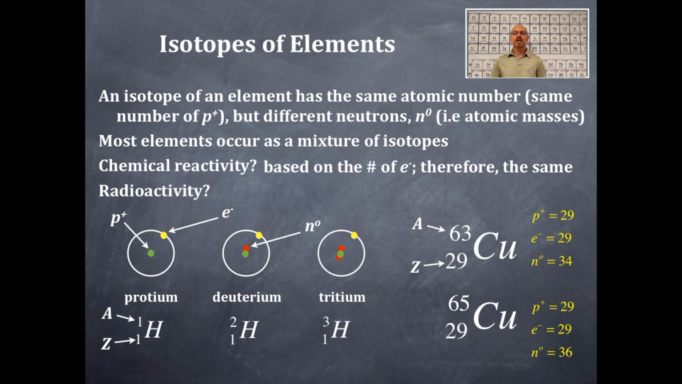However, radioactivity. Is protium radioactive? No. Deuterium? No. But tritium is radioactive. In fact, it's the only isotope of hydrogen that is radioactive. Copper 63 and copper 65 are not radioactive. So must there be a radioactive isotope in a set of isotopes? Absolutely not. That's not necessary at all. Okay, let's keep on going here.